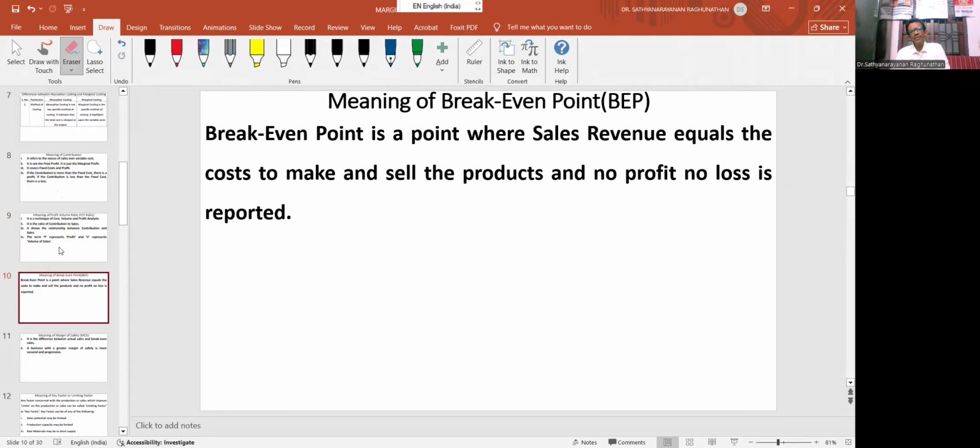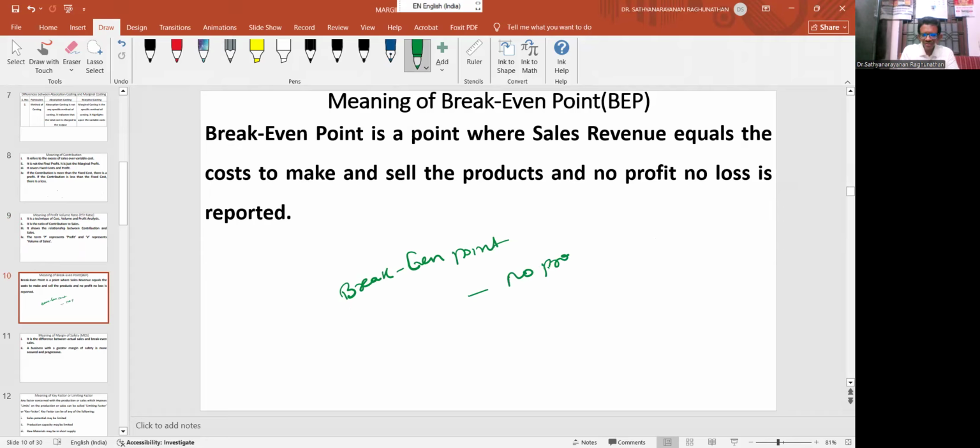Now, break-even point. In short, what do you mean by break-even point? Break-even point means, in short, no profit, no loss. So break-even point is the point where sales revenue equals the cost to make and sell the products, when no profit, no loss is reported.